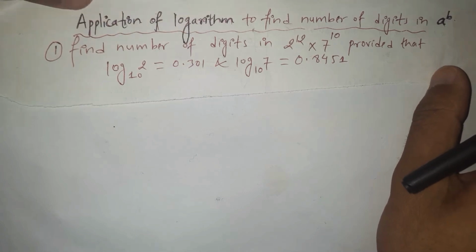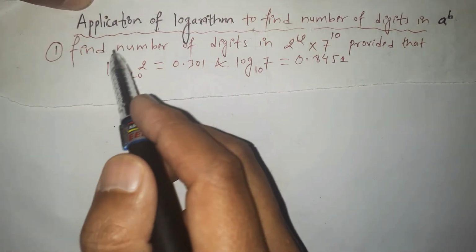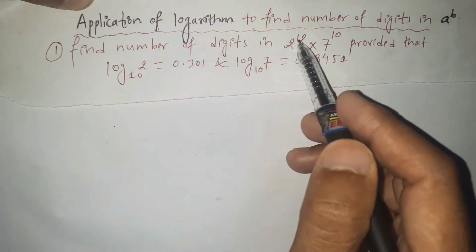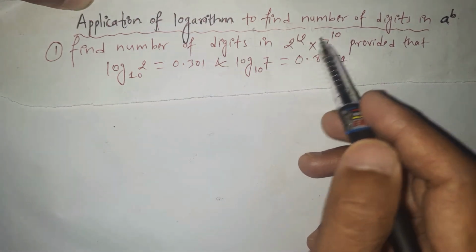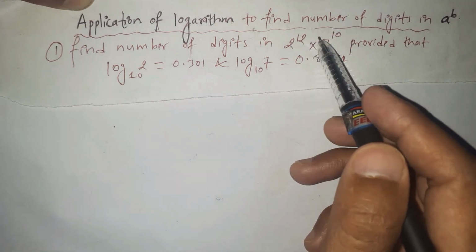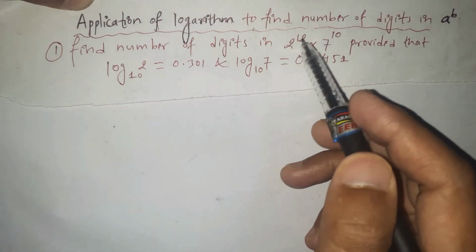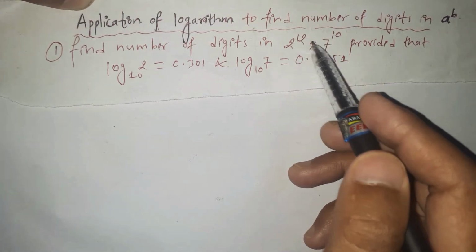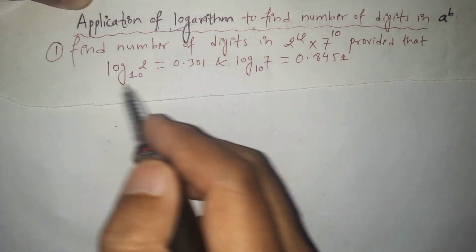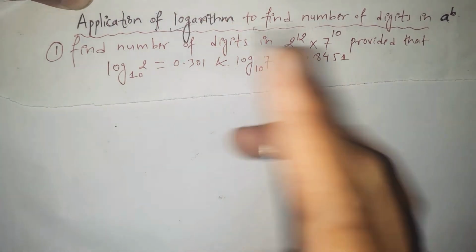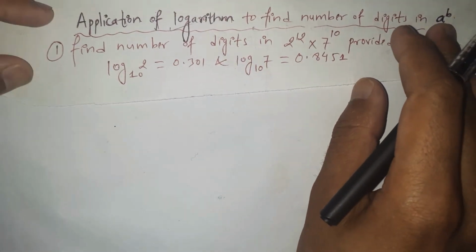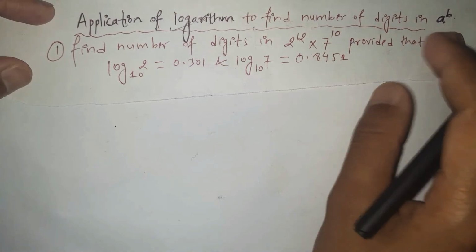Here I have taken a problem related to this topic. Find the number of digits in the number 2 raised to the power 12 times 7 raised to the power 10. It is a very large number. We are going to calculate the number of digits in this number by using the concept of the logarithm. Here the two logarithm values are given. We will solve this problem after discussing something about the logarithm. Let's discuss something about the logarithm.